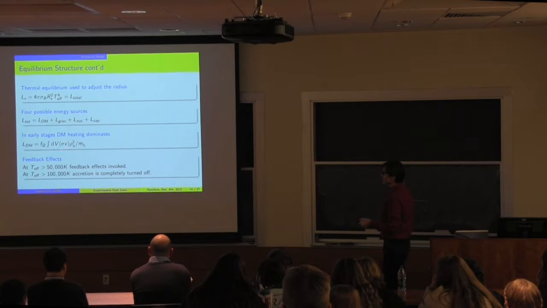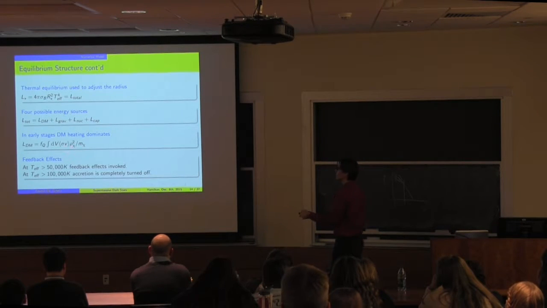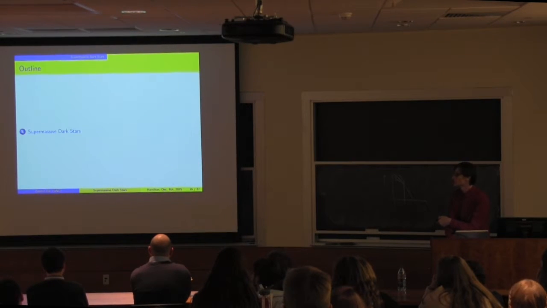The dark matter heating, as you see here, depends mainly on three parameters: the ratio between the density squared of dark matter and the mass of dark matter, and the annihilation cross section. Also, if temperature becomes very hot, like 10 to the 5 Kelvin, then accretion is turned off because of feedback effects. Otherwise, we start to invoke those effects at 50,000 Kelvin. Those are the surface temperatures.